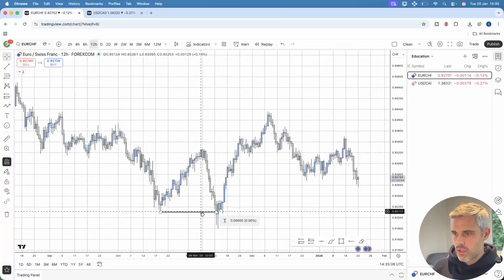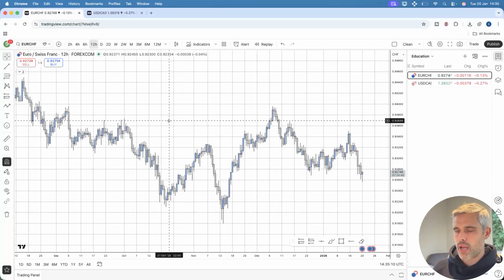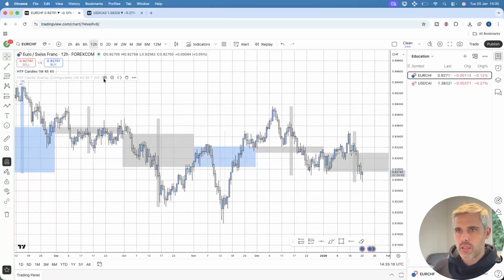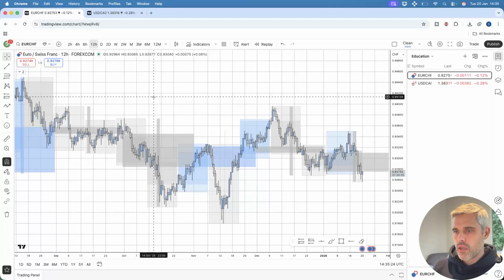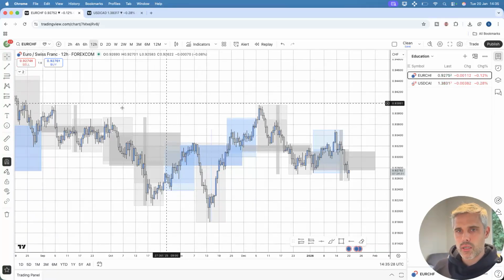So I'm just going to take everything away here. And the first thing I'm going to do is overlay my higher time frame candles. I'm looking at the 12-hour time frame and I'm going to overlay the monthly candle and the 2-week candle. The monthly candle is going to act as my higher time frame and the 2-week candle is going to act as my intermediate time frame. And this is going to paint a much better picture of what's actually going on in the market.